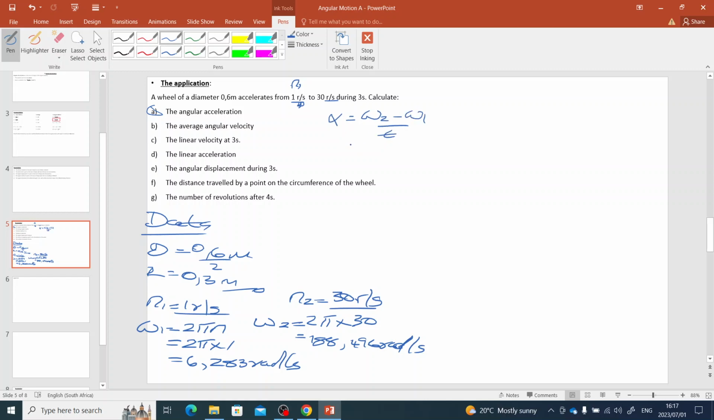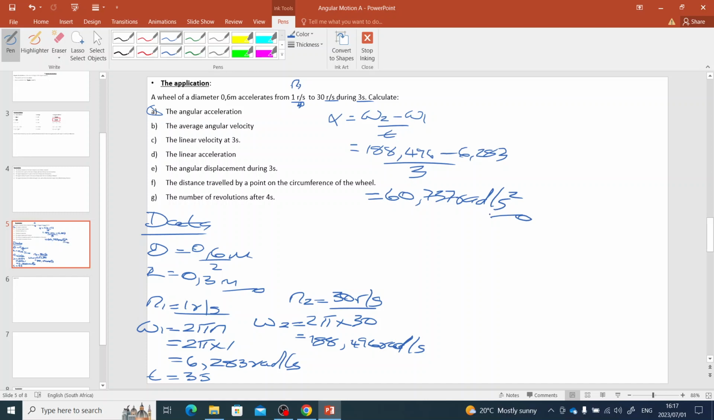Do we have omega 2? Yes, we did calculate it. There it is. It is 188.496 minus 6.283 divided by the given time. We are given time. The time, it is 3 seconds. I forgot to write that. It is 3 seconds. Divide by 3. Then our angular acceleration, it is 60.737 rad per second squared.